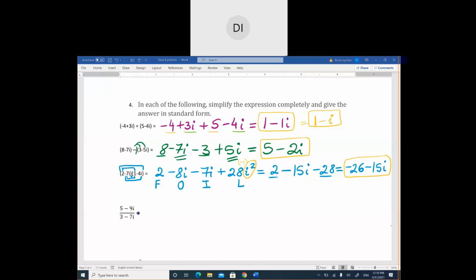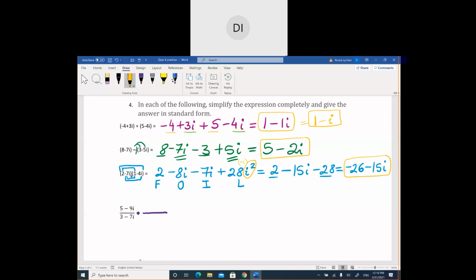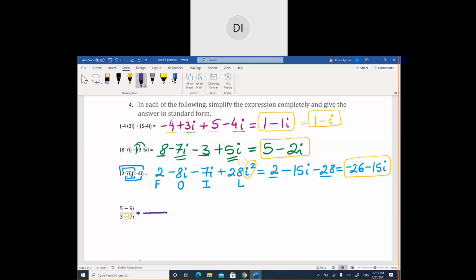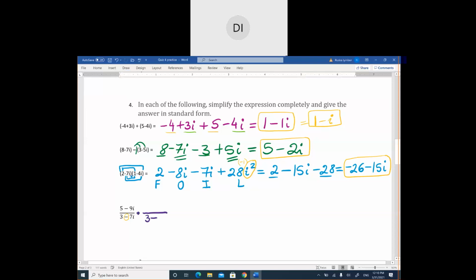Okay, so we're multiplying here by the conjugate of the denominator. So what is the denominator? 3 minus 7i. What is the conjugate of that? Do you remember what conjugate means? You need to change the sign in the middle. So what is the conjugate of 3 minus 7i? Opposite. That's right. So it's going to be plus. Yes, 3 plus 7i. From the bottom I get the opposite, the conjugate, 3 plus 7i.